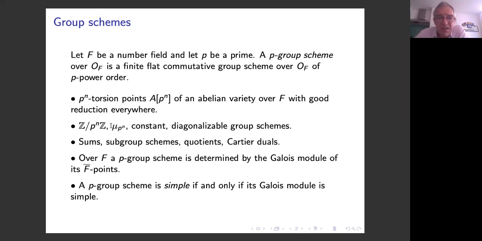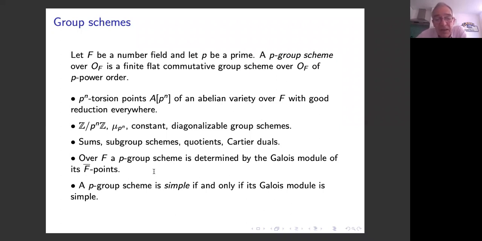There are, for instance, the roots of unity group schemes, there are constant group schemes, and Z mod P to the N Z is the main example. With group schemes, you can do all kinds of constructions. Just like groups, you can take sums, you can take subgroups, you can make quotients. There is also a notion of duality, Cartier duality. These group schemes are dual to each other. Z mod P to the N Z is dual to mu P N.